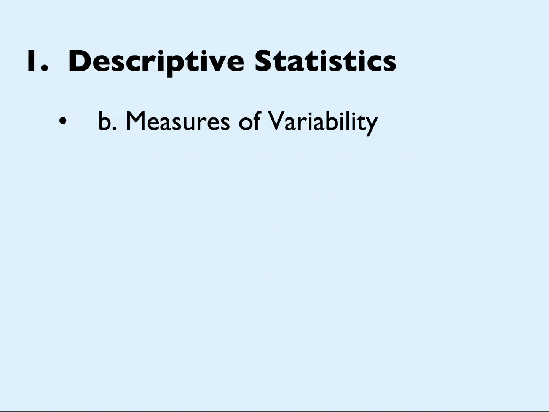Well, that's where measures of variability come in. They're a very important part of stats, and they help us to figure out even more about a set of data. The most basic measure of variability is the range. It's basically the highest minus the lowest score. So if the highest score in a test was a 97 and the lowest score was a 77, you'd have a range of 20. 97 minus 77.